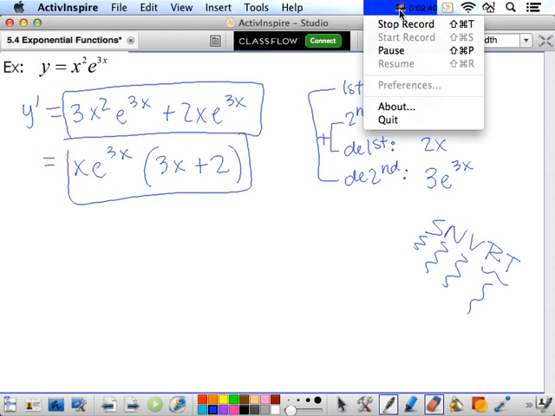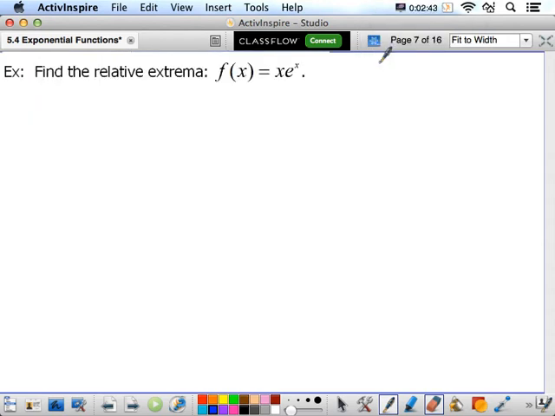Let's see what's next. If we want to find the relative extrema of f of x equals x e to the x, the first thing we have to do is find the derivative, and that requires us to do the product rule. So we have to do first and the second, the derivative of the first, which is just what? 1. And the derivative of the second, which is its own derivative.